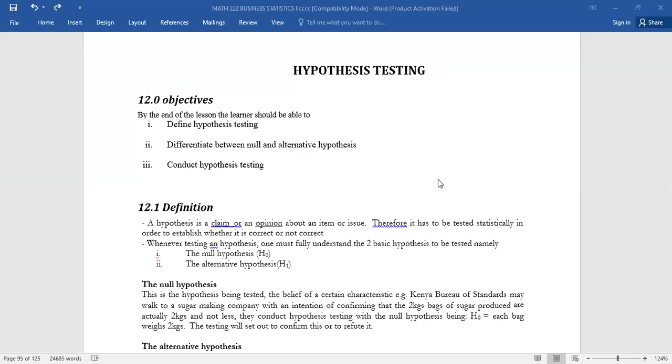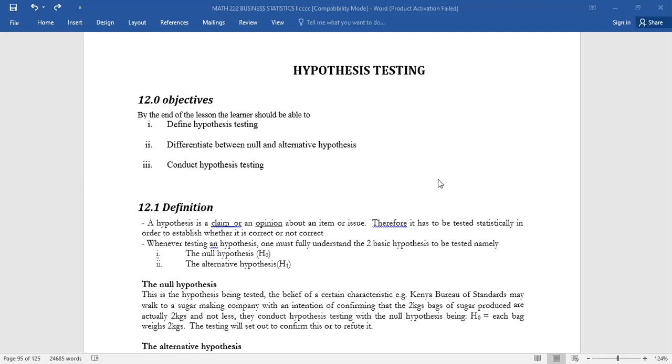Now, failure to meet the 2 kgs will render them to the alternative hypothesis. So the testing is out to confirm that this is true. If it is not, we refute it. So what will be the alternative hypothesis? I've said our null hypothesis is each bag weighs 2 kgs. What will be the alternative? And we are repeating, this is statistics 1, actually.